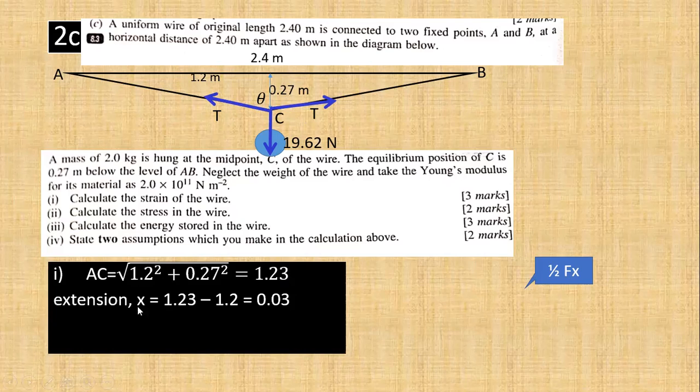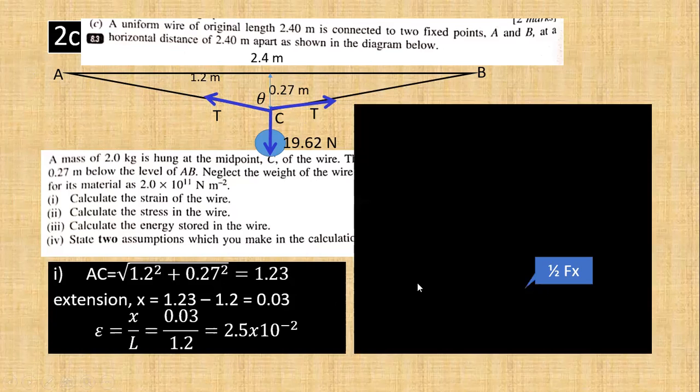Then find the extension. Extension is 1.23 minus the original length, which is 0.03. Then strain is the extension divided by the original length, which is 1.2. Calculate the stress on the wire. They didn't give you the area, so you cannot calculate it directly. So you go to the other formula, stress is strain times E. Strain is given, E is given. Calculate it out.